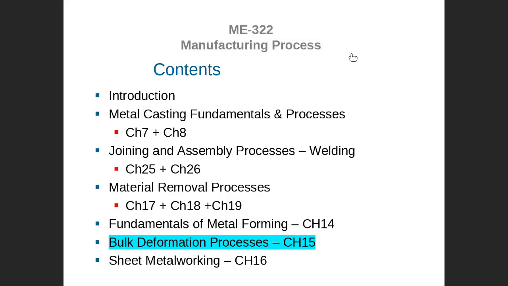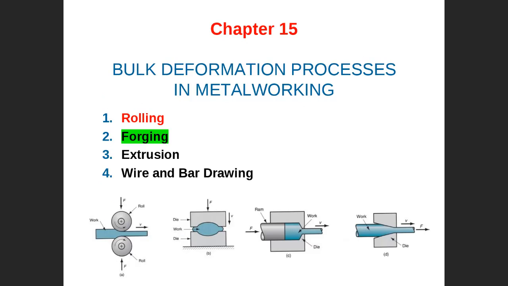We're still talking about chapter 15, which is bulk metal deformation, or bulk deformation processes. Chapter 16 is still remaining; it's the next and last chapter. In chapter 15, we're discussing rolling, forging, extrusion, wire and bar drawing. These are the four processes we're discussing in chapter 15.